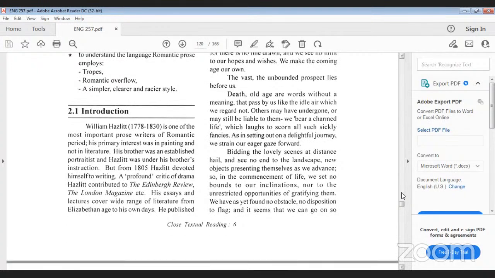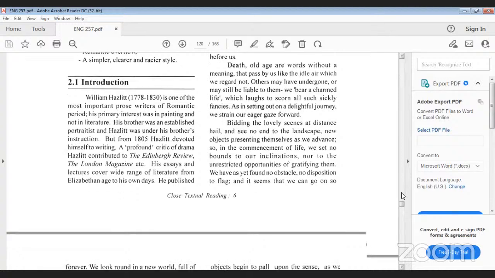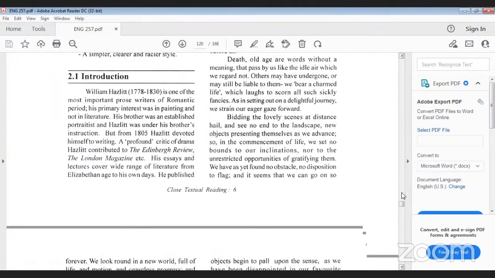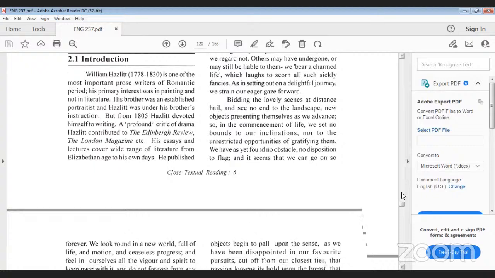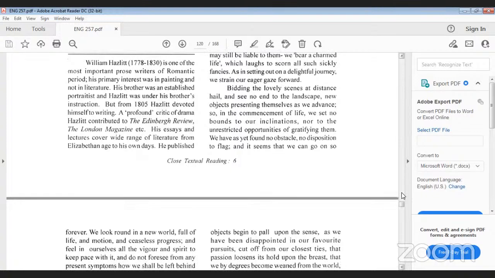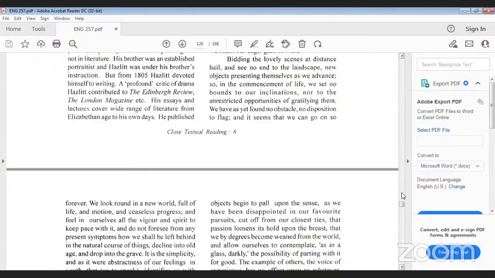Death, old age are words without a meaning that pass by us like the idle air, which we regard not. Others may have undergone or may still be liable to them. We are in a charmed life, which lets us scorn all such sickly fancies, as if sitting out on a delightful journey. We strain our eager gaze forward, bidding the lovely scene at a distance hail, and see no end to the landscape, new objects presenting themselves.